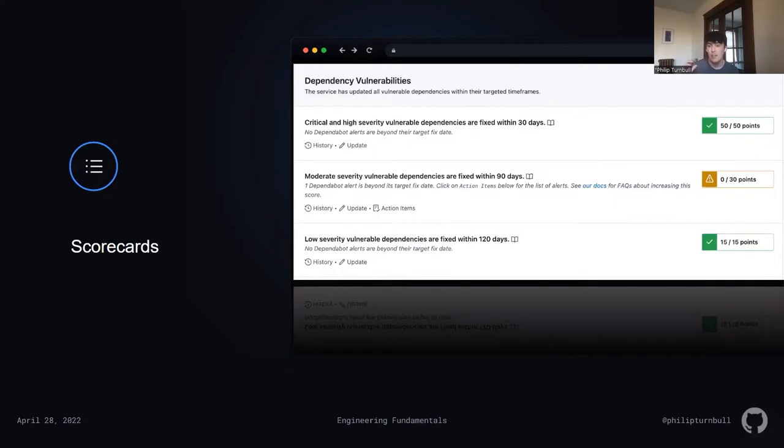The idea here is that at the company level, communicating expectations to service owners can be difficult. Instead, we enforce these SLOs in our tools, so there's no ambiguity about what our expectations are in terms of when engineering teams should be remediating Dependabot alerts.